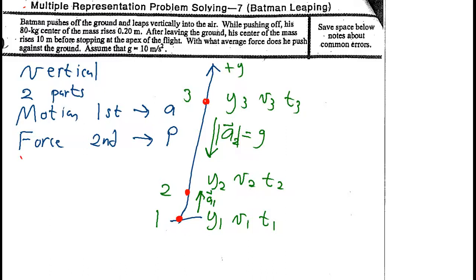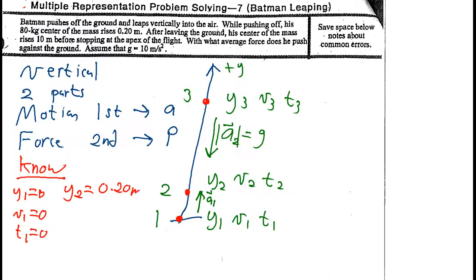All right, so we can go ahead and make our table of what we know in order to do the motion part of the problem. So we'll start out with the value of y1 equals 0, v1 equals 0, because Batman starts from rest. We'll set t1 equal to 0. All right, the value of y2 is equal to the 0.2 meters that's given in the problem. So that's how far Batman's center of mass rises during the launching part of this problem. And then the value of y3 is given to be 10 meters. That's quite a jump. That's 30 feet. So the kryptonite must be working well.